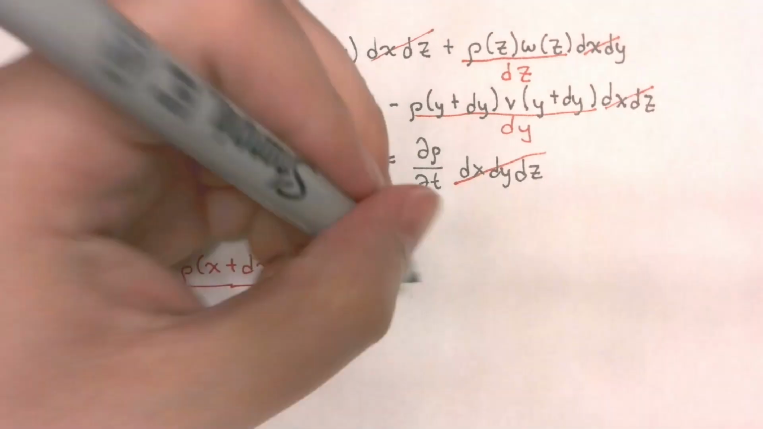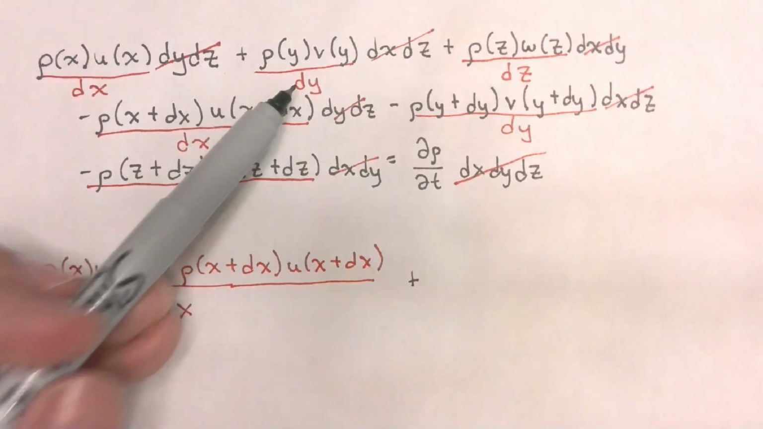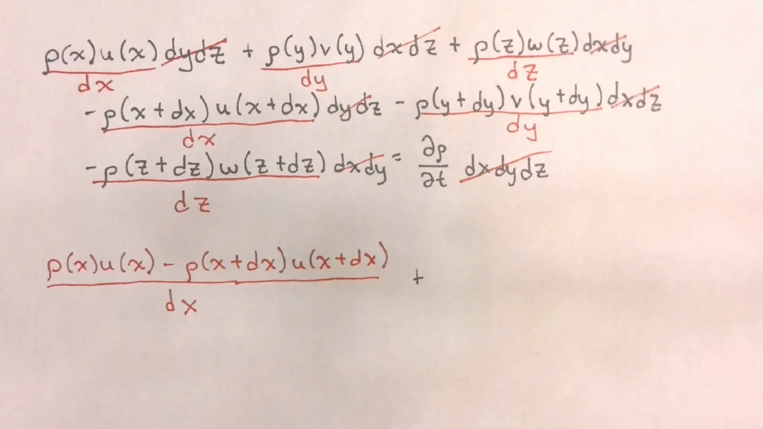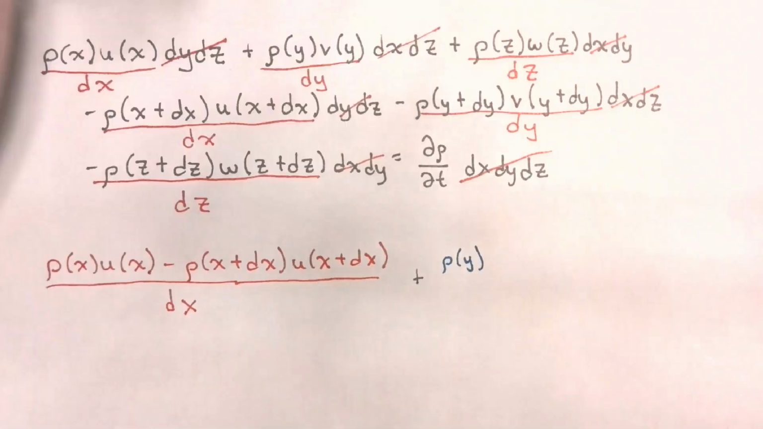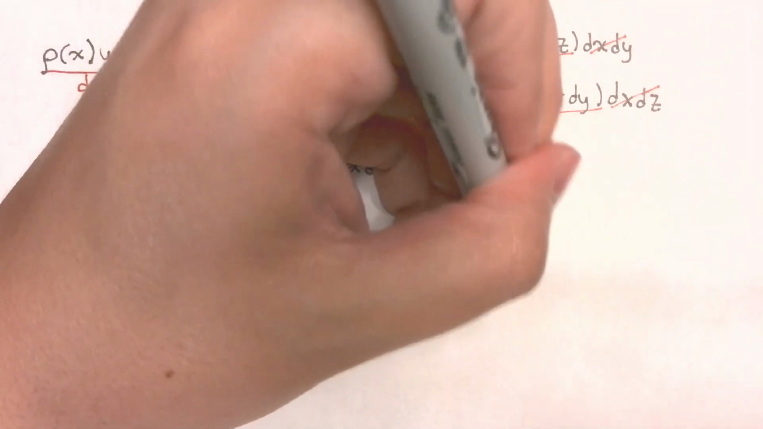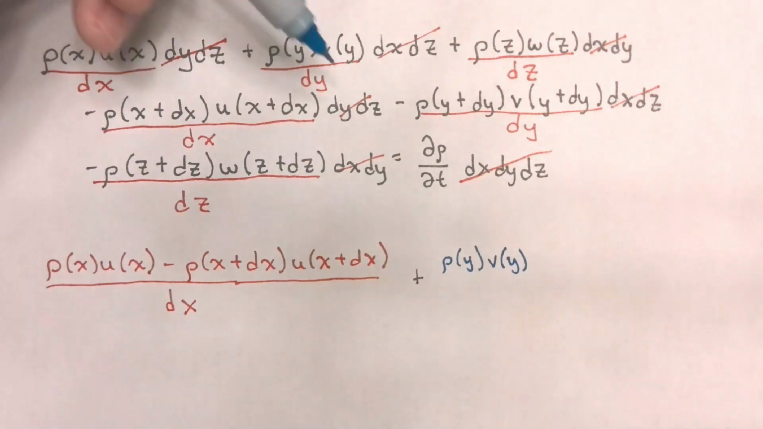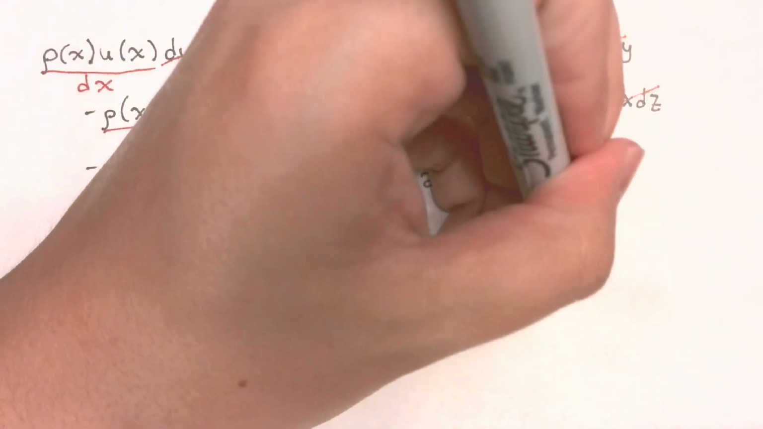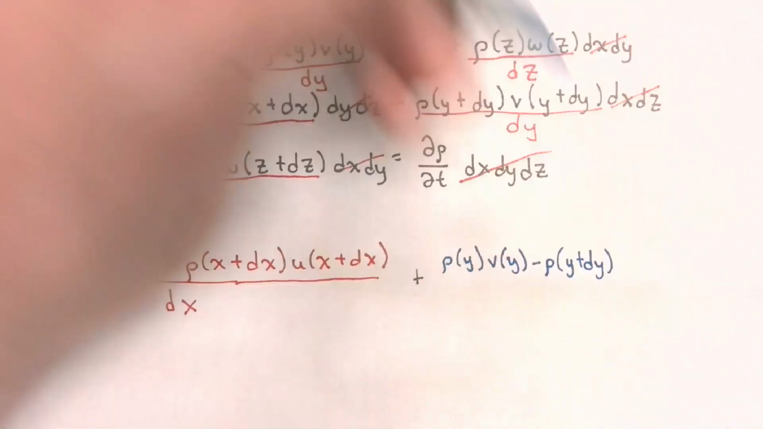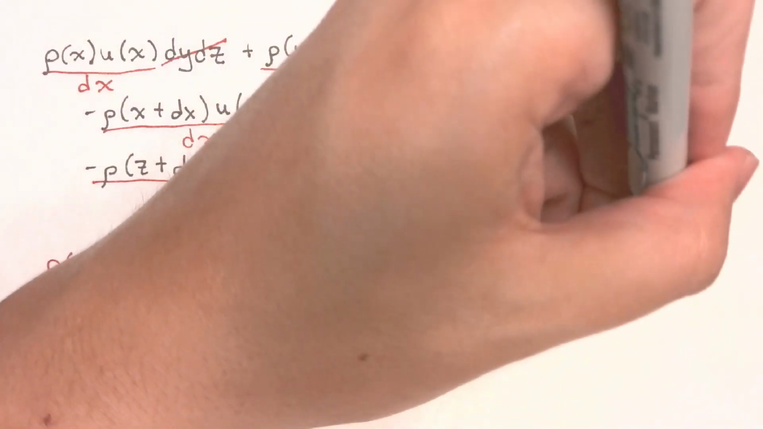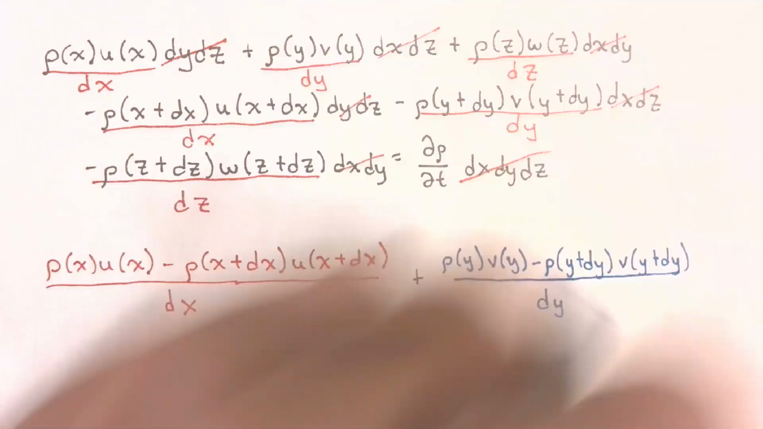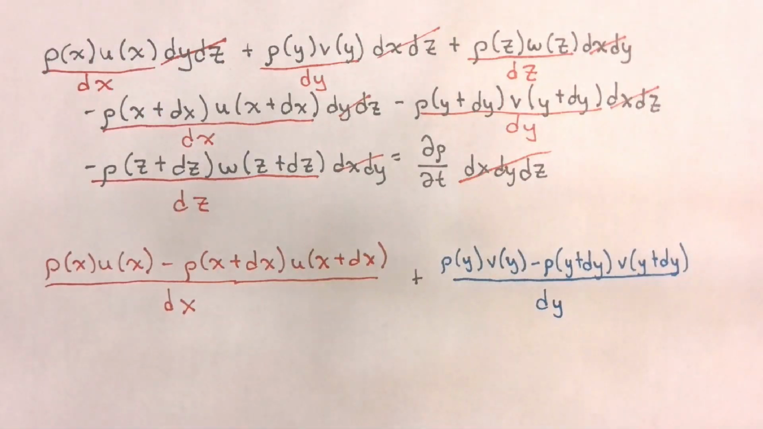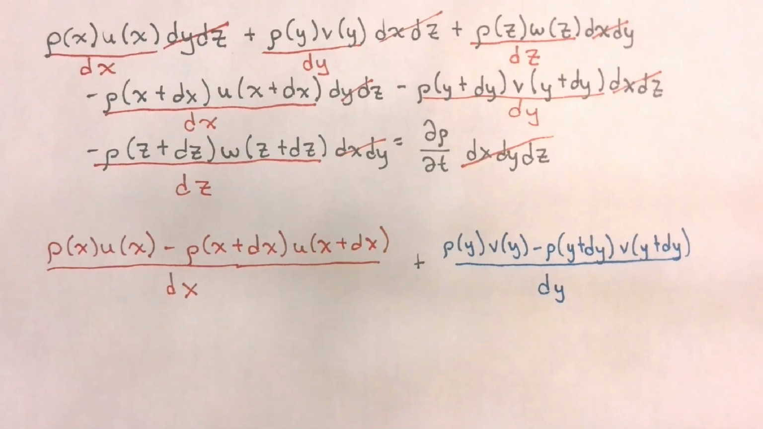Now I can combine all of my terms that have dy in the denominator. And similarly, I can combine all the terms that have dz in the denominator.